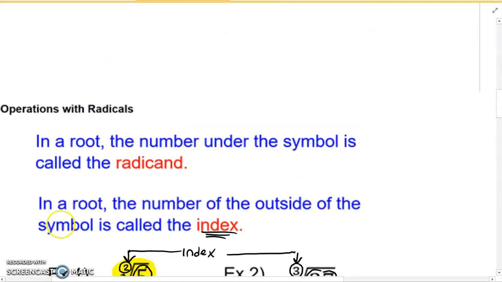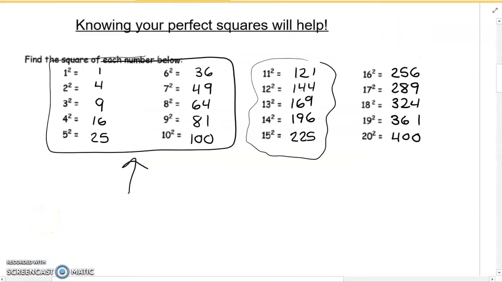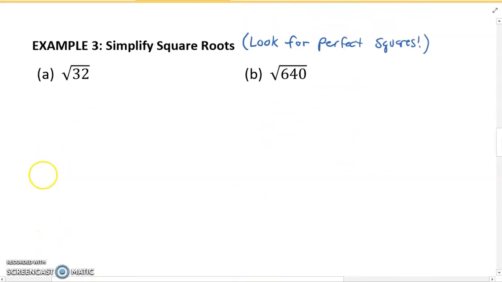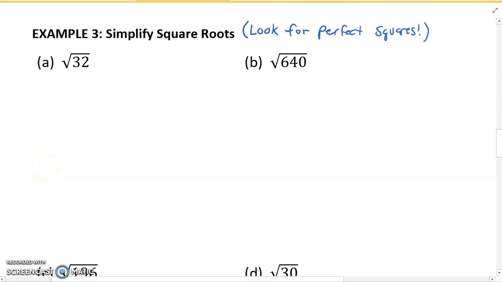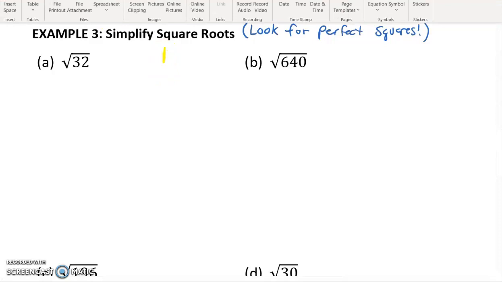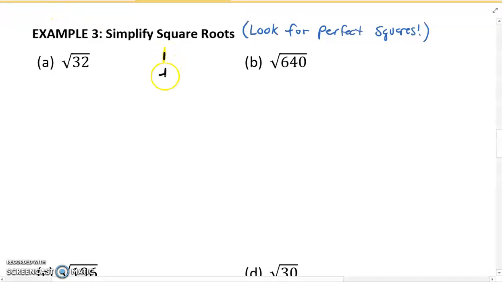So we're going to go back to our list here and think which of these perfect squares goes into the number 32. Well, I can only really pick the numbers 1, 4, 9, 16, or 25. They're the only ones that are going to go into it because of the number being so small. So 25 doesn't work. 16, however, does. So the square root of 32 is the same thing, and I'm going to draw these arrows to help distinguish this, the square root of 16 times the square root of 2.